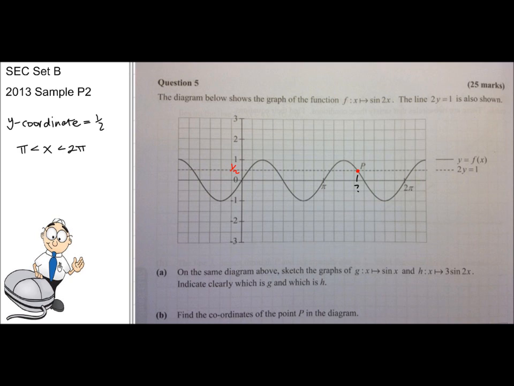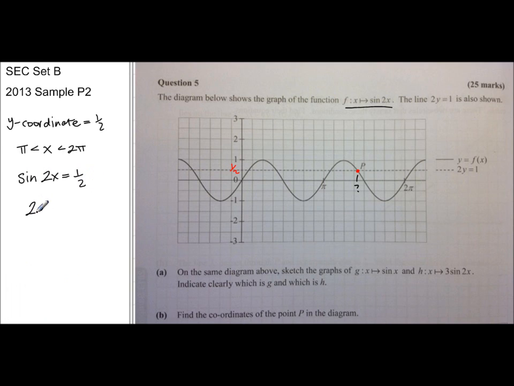Now let's take out our calculator in a second, because we know that, well, y is equal to sine 2x and y is a half. So in other words, sine 2x equals a half. So 2x is sine inverse a half. And x is a half sine inverse a half. So just sub this into the calculator, and in radians we see x is pi over 12.